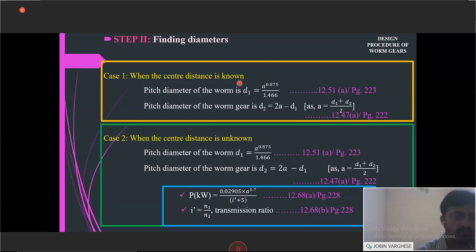Then comes the module, where the equation is F equal to sigma D CV b pi y m, which we can see in 12.53 page 223. The parameters here are sigma D, which mostly will be given. If not, we have to take it from the data book. Then CV is the velocity factor, b is the face width, Y is the form factor, and m is the module. From this, m can be calculated.